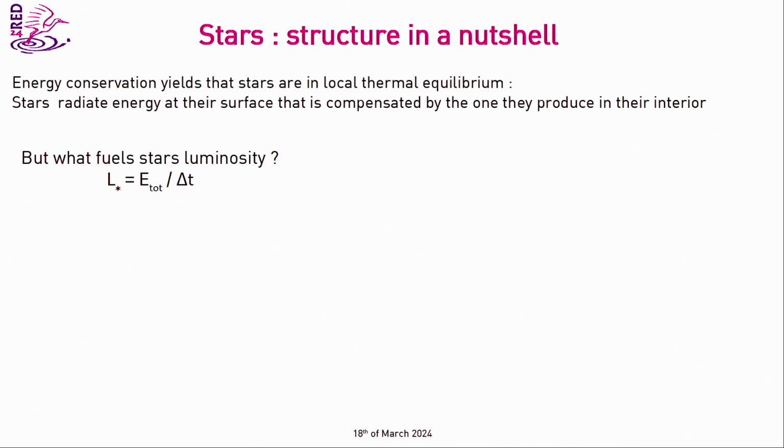It means that they are not in total thermal equilibrium, but they are in local thermal equilibrium, and they radiate energy at their surface, and solving some equations shows you that the energy radiation at the surface is compensated by the production of energy in the interior. For a long time, the question was, where does this energy come from? Because of the first part of the lecture, you now know that this energy may come from nuclear fusion.